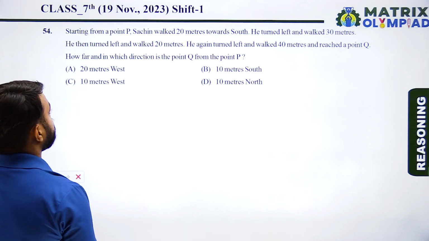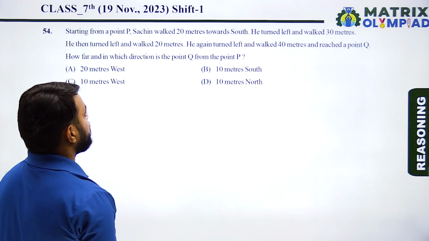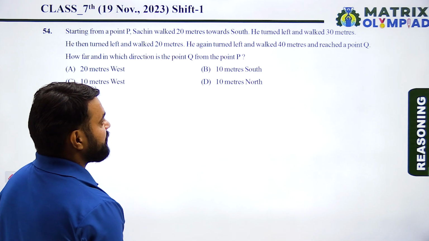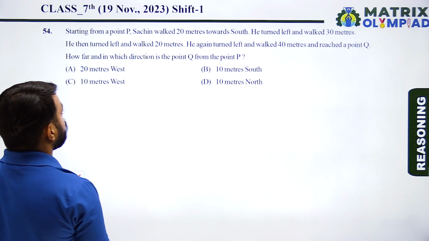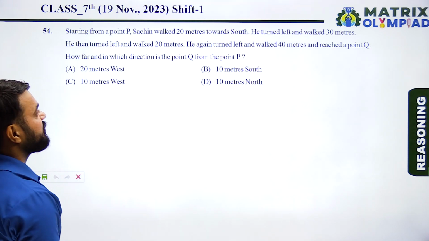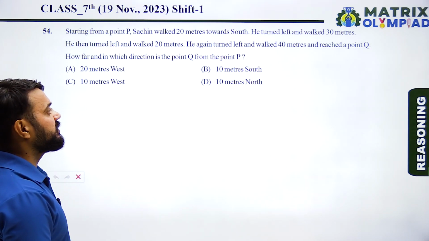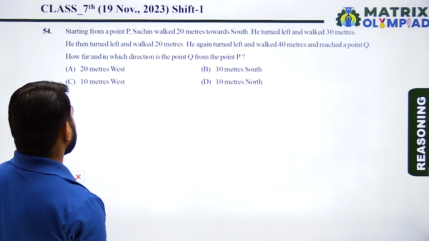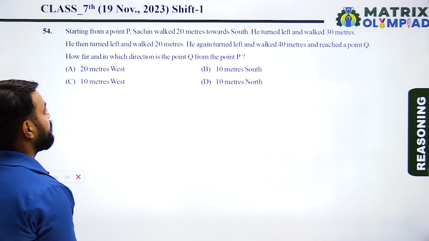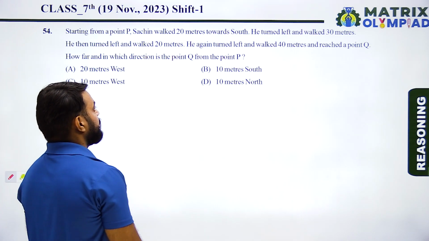Starting from a point P, Sachin walked 20 meters towards south. He turns left and walked 30 meters. He then turns left and walked 20 meters. He again turned left and walked 40 meters and reached a point Q. How far and in which direction is the point Q from the point P?